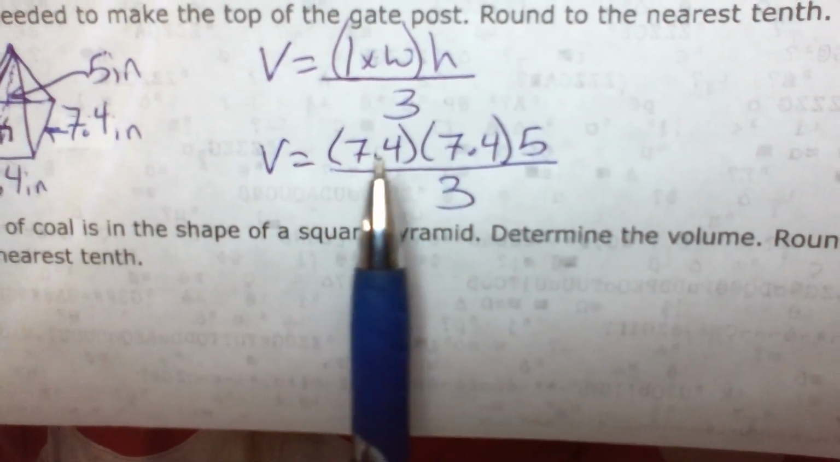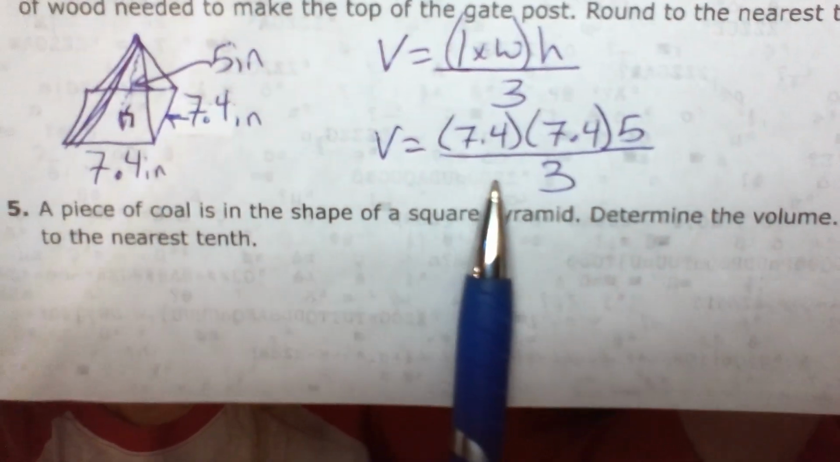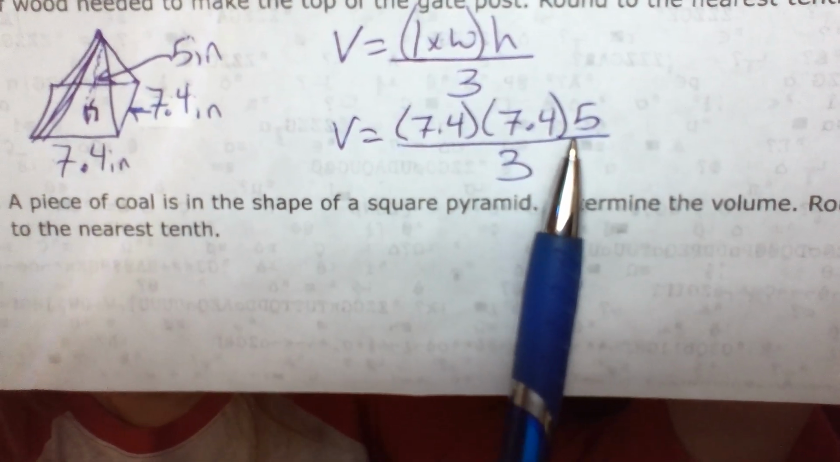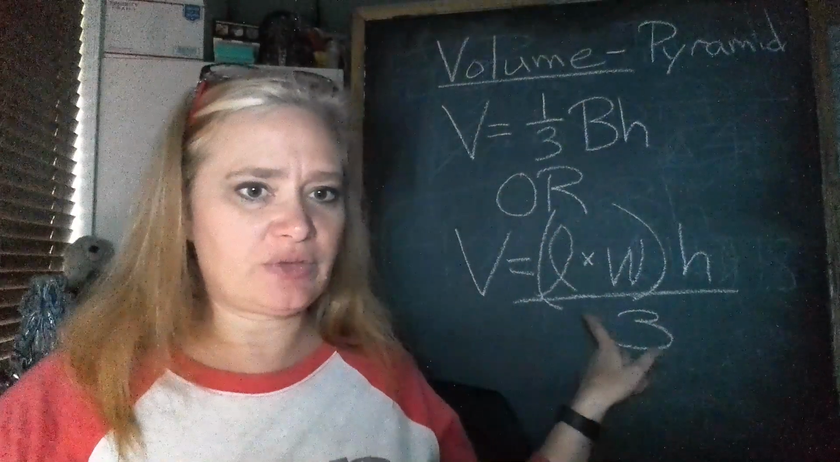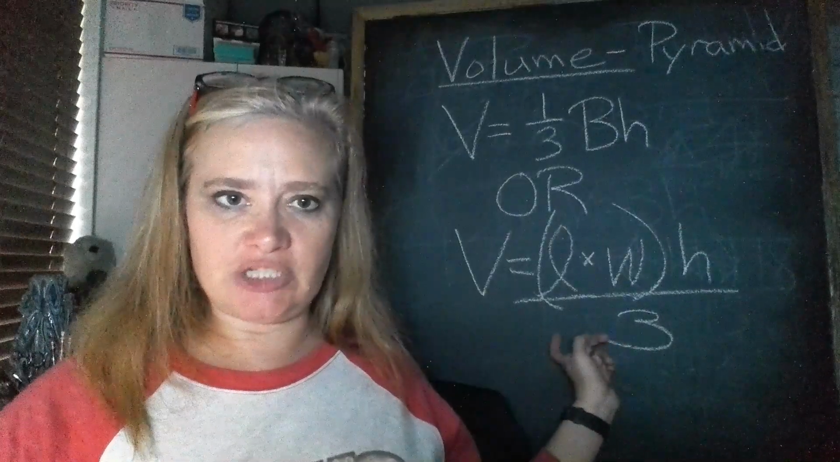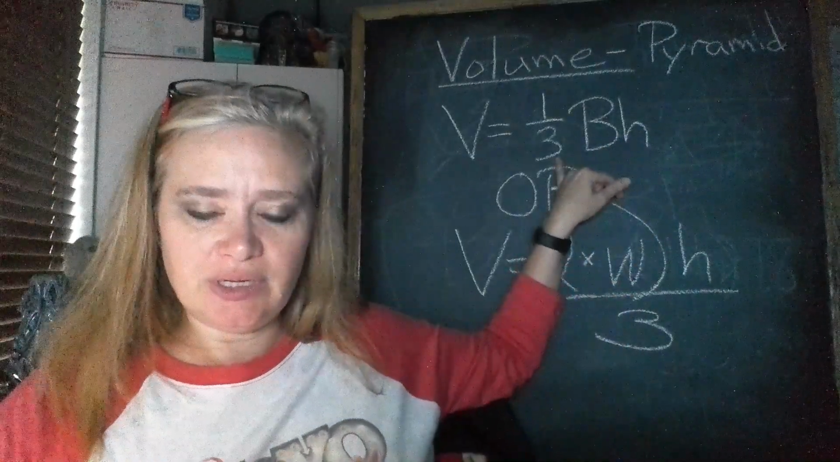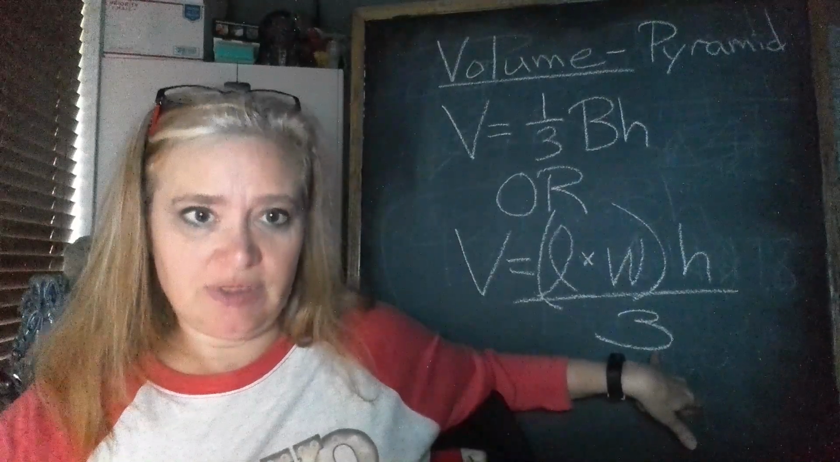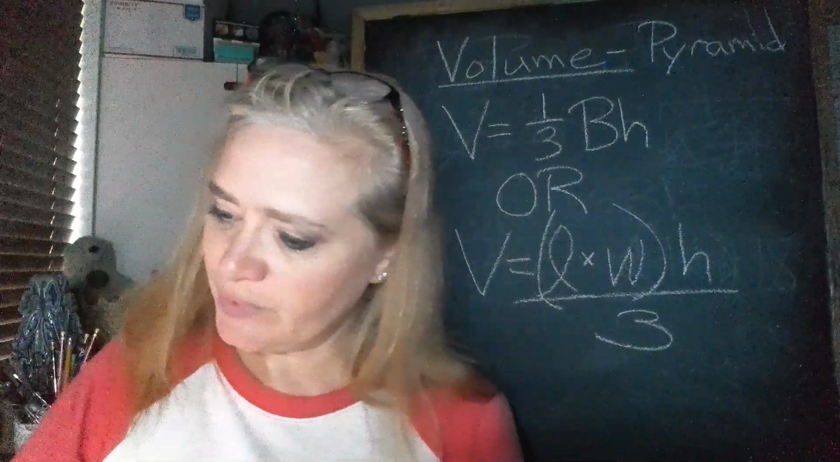7.4 times 7.4, so the length of my square times the width of my square times how tall is my overall shape, and then again divide the whole thing by 3. That's something that never changes. You multiply by a third, which we talked about. That simply means take my final answer and divide everything by 3.